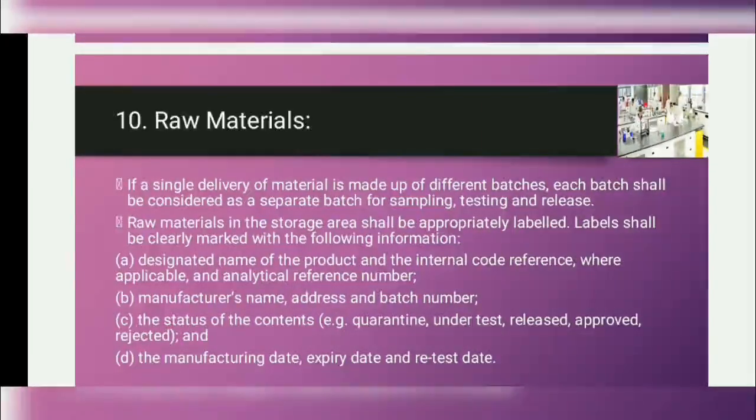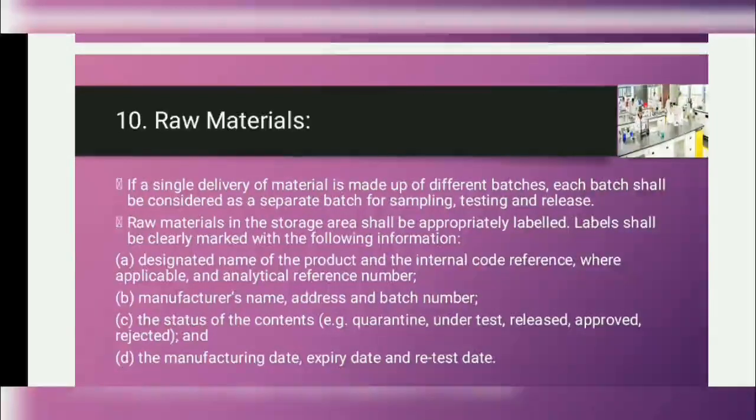Everything should be labeled very properly. Otherwise there are chances of contamination, cross contamination. There may be chances that the wrong product can be manufactured. So labels must be clearly marked. The labels of raw material must be marked with the following information. What is this information? Firstly, the designated name of the product, internal code reference.